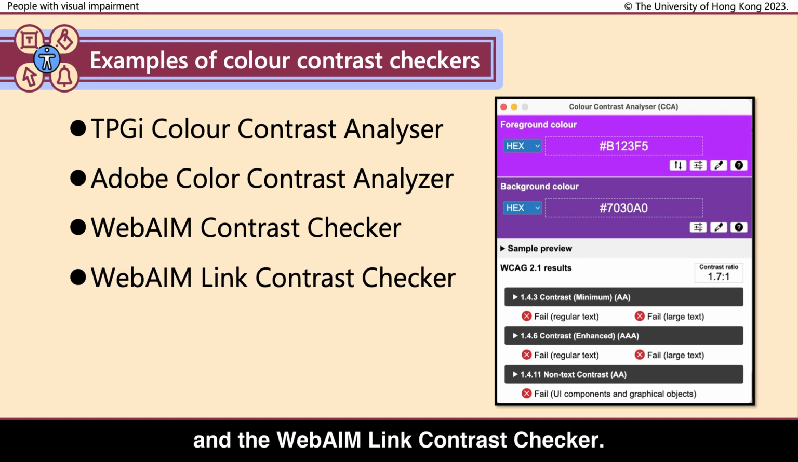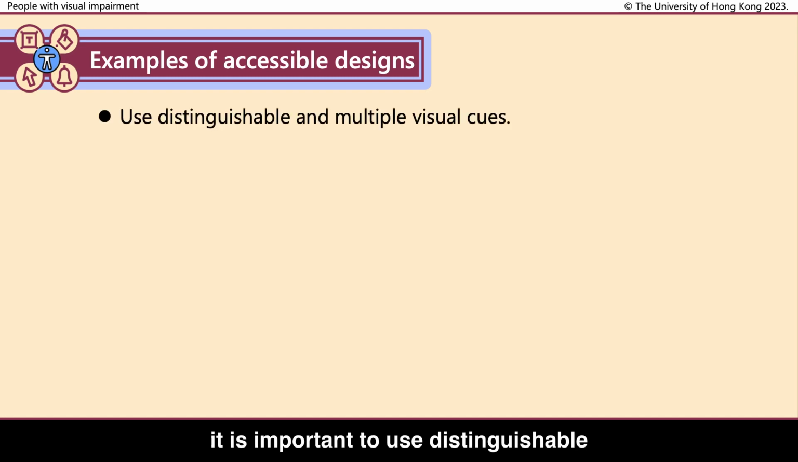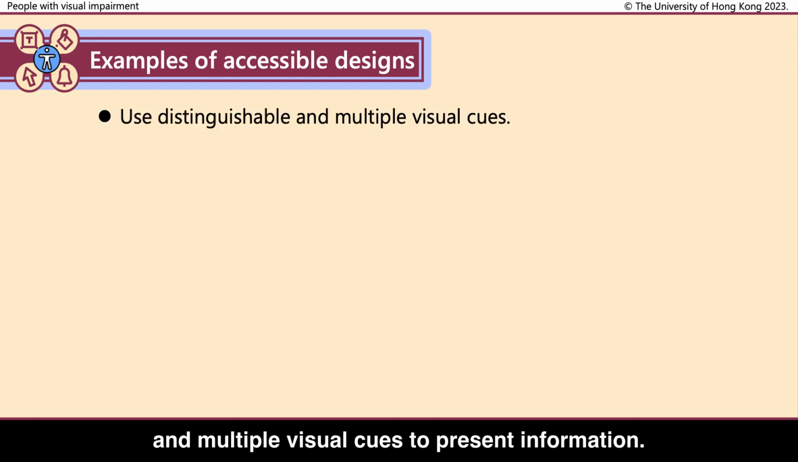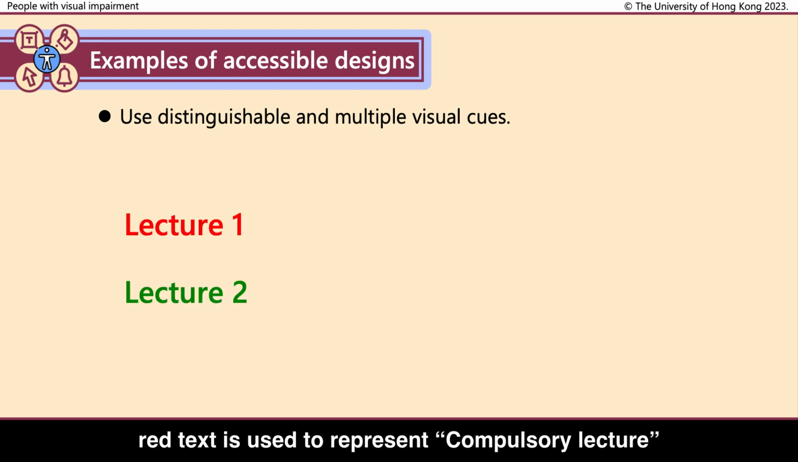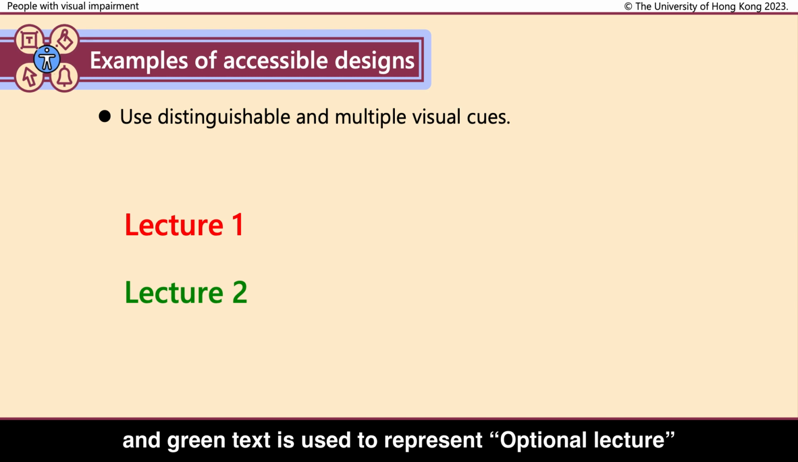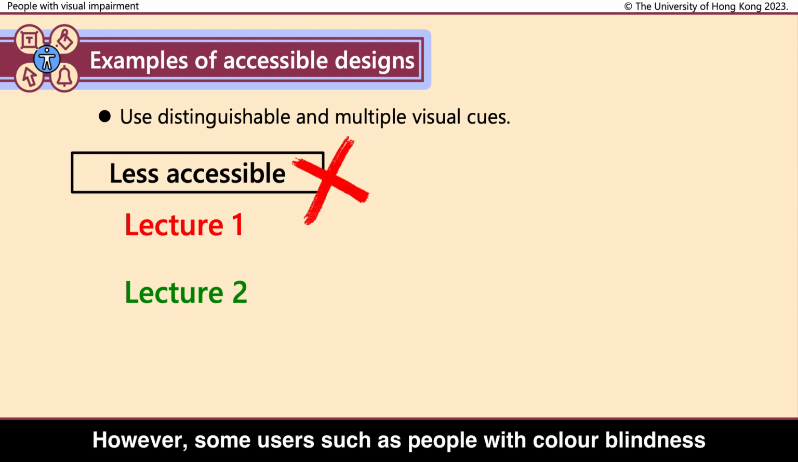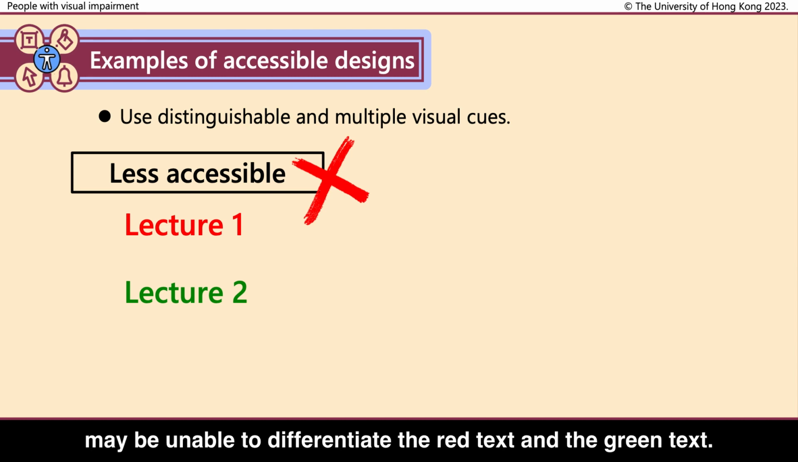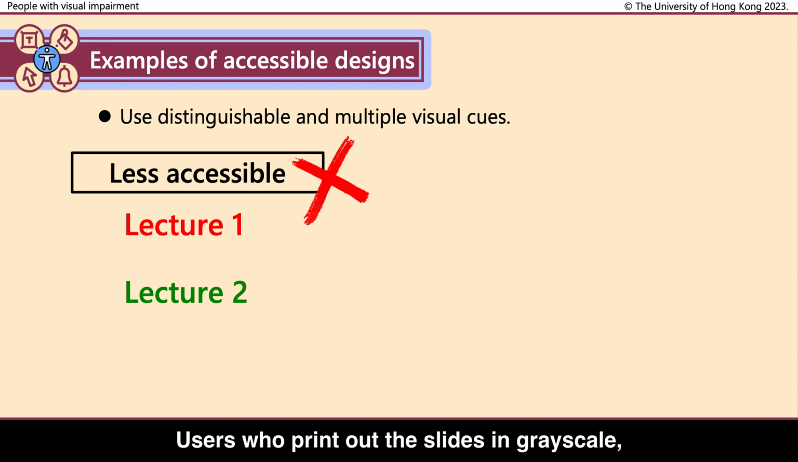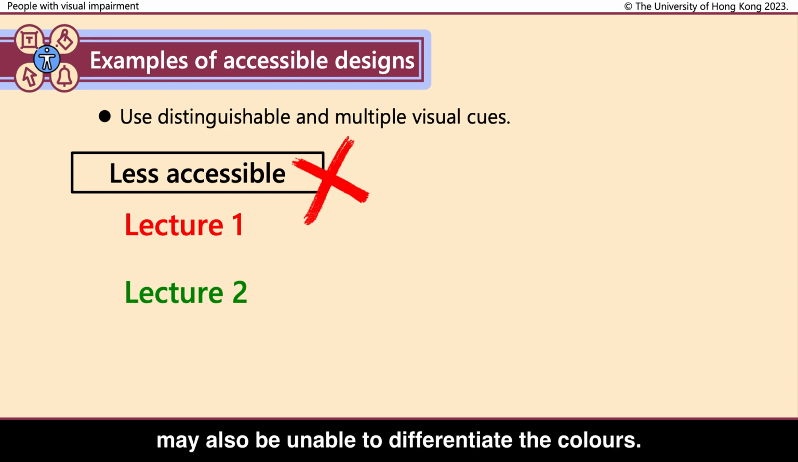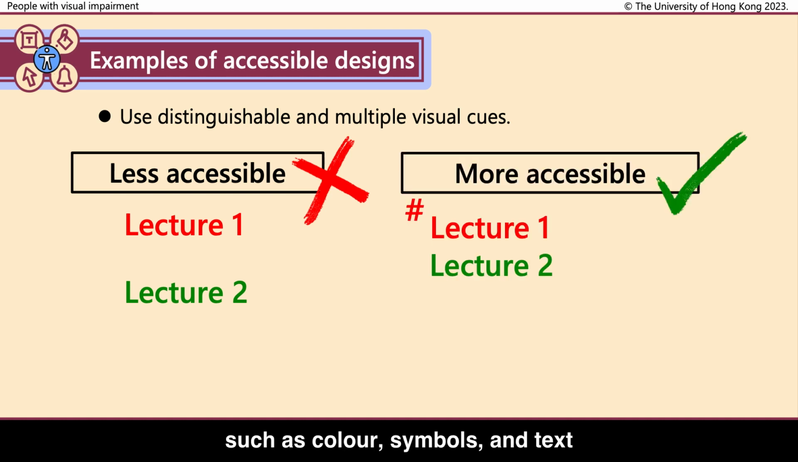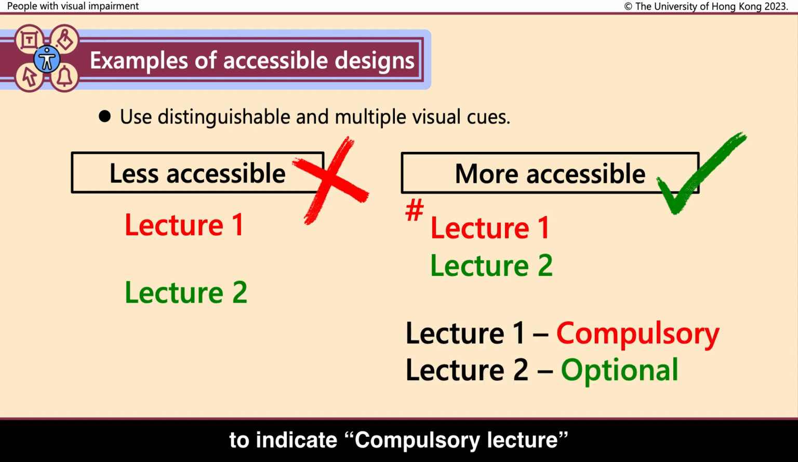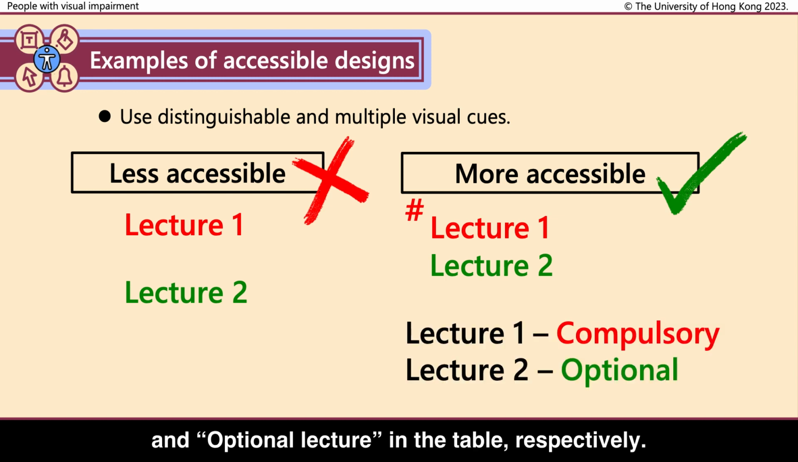To enhance accessibility, it is important to use distinguishable and multiple visual cues to present information. For example, red text is used to represent compulsory lecture, and green text is used to represent optional lecture in the course schedule. However, some users such as people with color blindness may be unable to differentiate the red text and the green text. Users who print out the slides in grayscale may also be unable to differentiate the colors. To improve accessibility, we may use multiple visual cues, such as color, symbols, and text, to indicate compulsory lecture and optional lecture in the table, respectively.